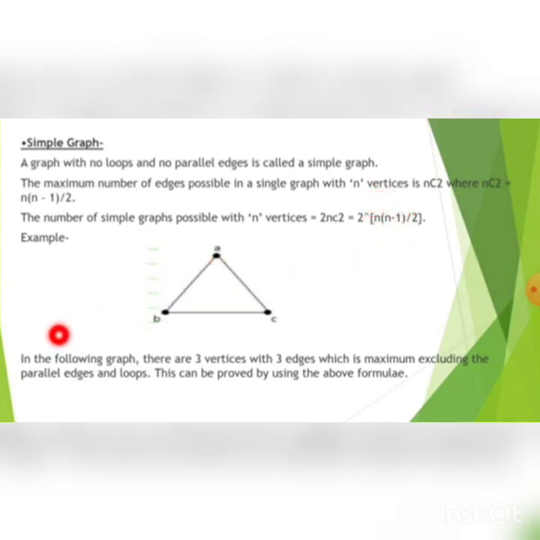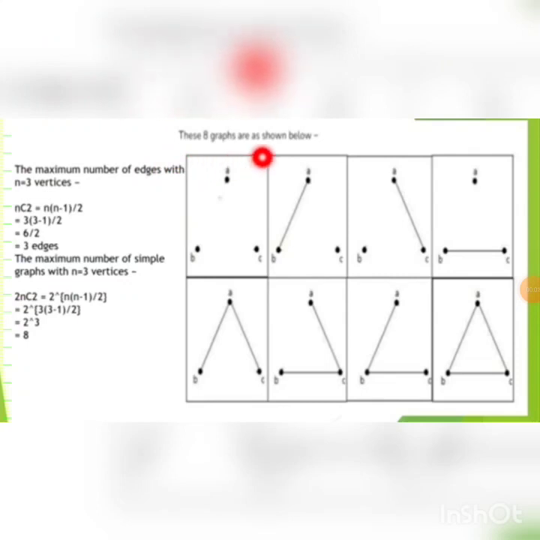For example, in the following graph, there are 3 vertices with 3 edges, which is the maximum excluding the parallel edges and loops. This can be proved by using the above formula. These 8 graphs are shown as below. The maximum number of edges with n equals 3 vertices, we find with the help of the formula nC2 equals n(n-1)/2. Here we put n equals 3. So we have 3(3-1)/2, which is equal to 6 by 2, which is equal to 3 edges.